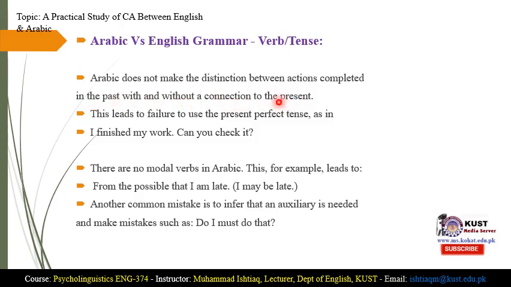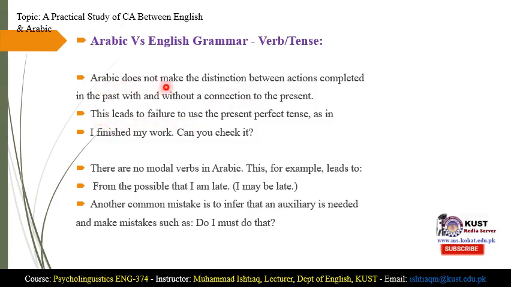An action completed in the recent past, or you can say one whose effect is still visible in the present, is represented in the present perfect. But in Arabic no such thing exists. They have only one type of completed action, without taking care of whether the action was completed in the distant past or has been recently completed. So it also causes problems for the Arabic speaker or writer.